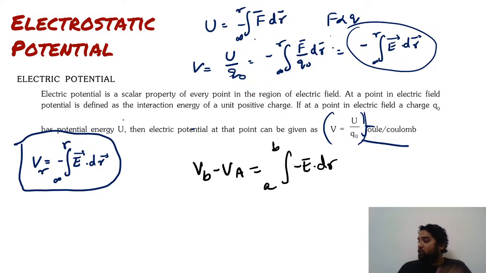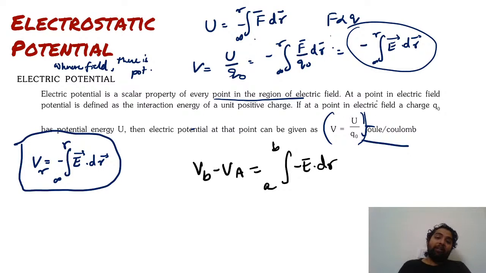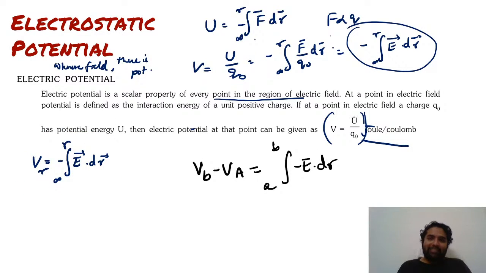So let's read the definition of it now. Electric potential is a scalar property of every point in the region of an electric field. It is defined for every point in a region, just like field is defined for every point in a region. Wherever field is defined, there you will define electric potential. Wherever field is there, there is potential. At a point in the electric field, potential is defined as the interactive energy of a unit positive charge. If a test charge Q naught at a point has potential energy U, the potential is defined as U by Q naught.